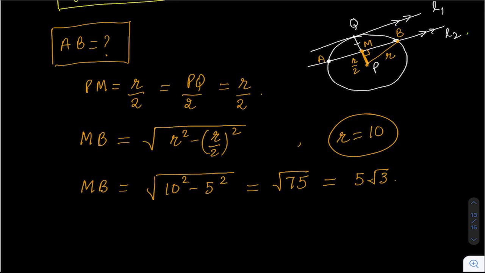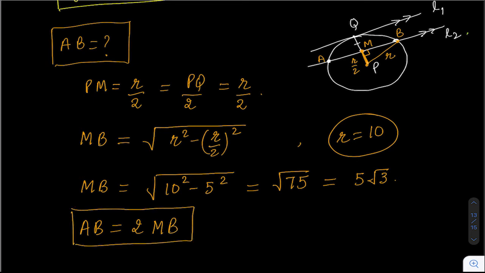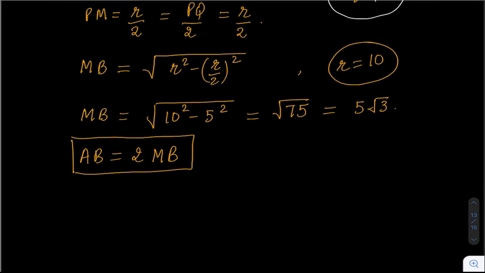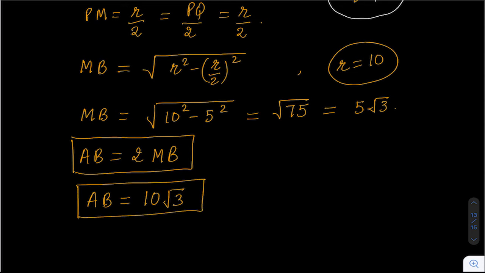Now if you have MB, I can find AB, because AB is nothing but 2 times MB, because M is the midpoint also in this case. Correct? Because this angle is also 90 and this is also the midpoint. So my final answer is AB equals 2 times 5 root 3, that is 10 root 3. This is our final answer.